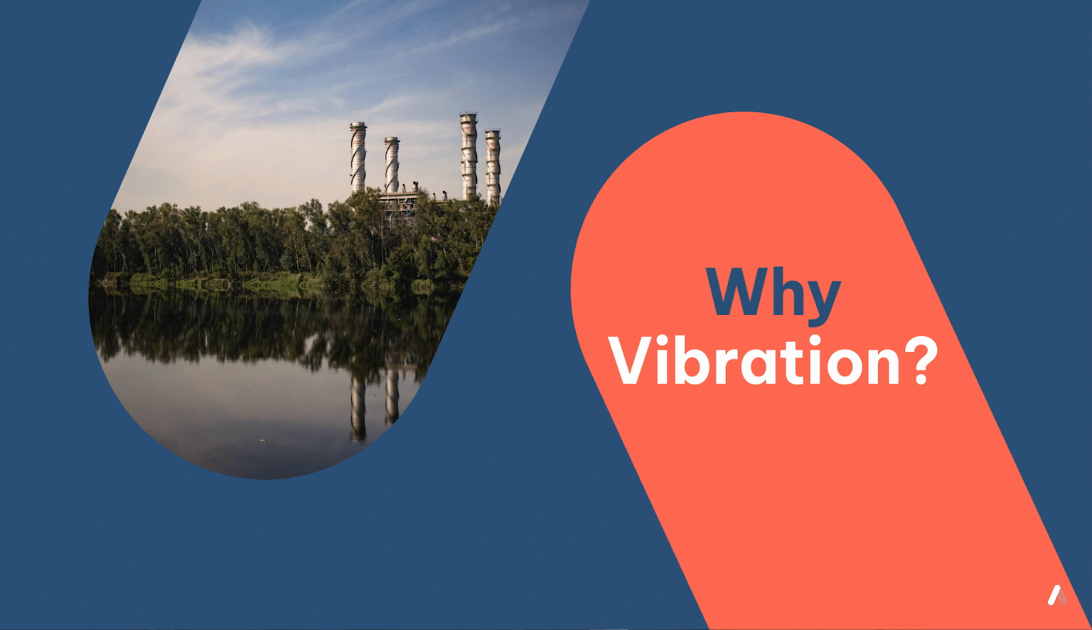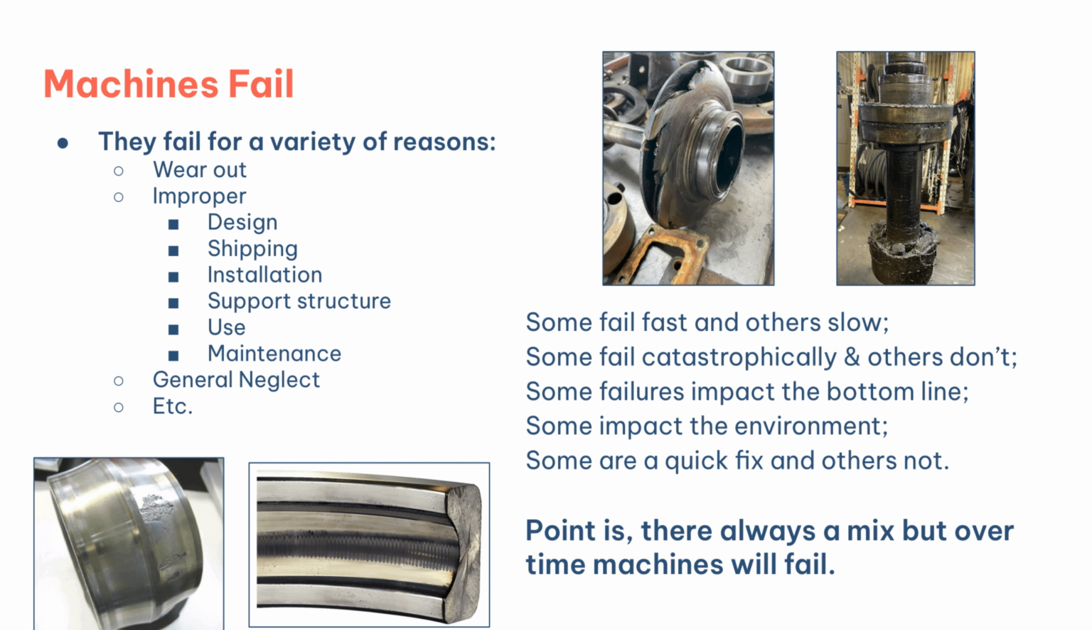We're going to start off with why vibration and why is it important, especially when we're talking about reliability and asset protection. The first thing is, just bluntly, machines fail. Machines fail for a variety of reasons. They wear out due to improper design, shipping, premature deaths, installation defects, improper support structures, use, and lack of maintenance or general neglect.